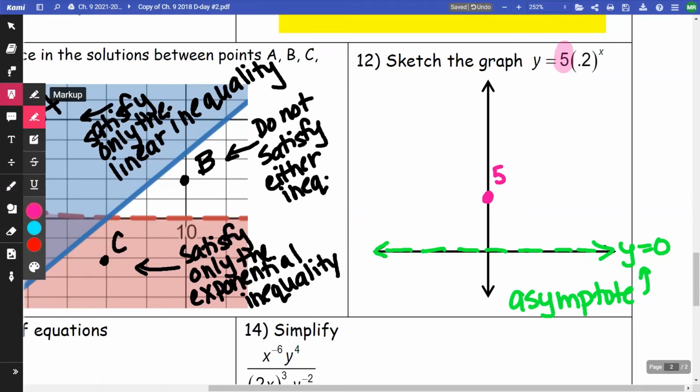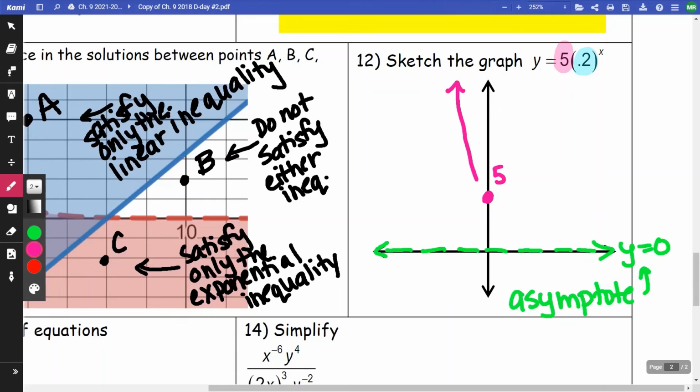Then we also need to decide if this is an increasing or a decreasing exponential. Because that multiplier is less than 1, it's going to be decreasing. So I'm going to be starting up here, coming down through, getting closer and closer to that asymptote, but not crossing it.